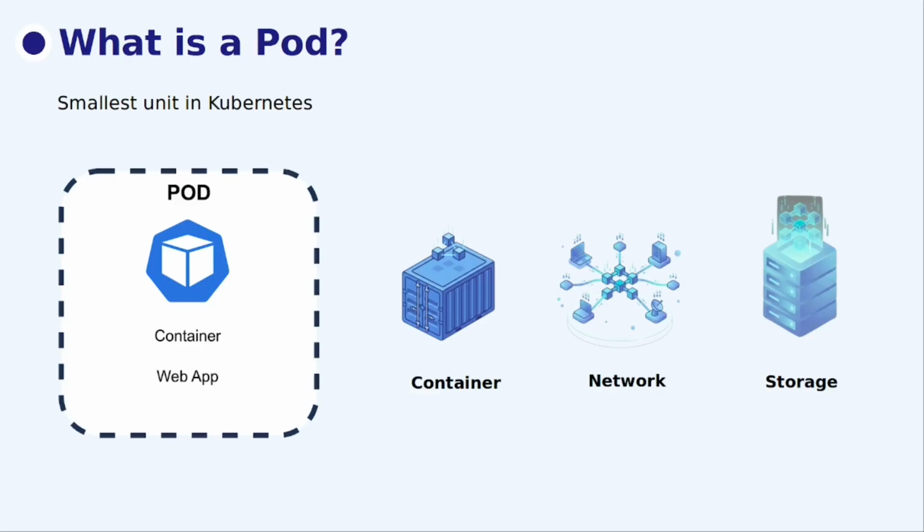Now let's talk about one of the most important concepts in Kubernetes, the Pod. A Pod is the smallest deployable unit in Kubernetes. You can think of a Pod as a wrapper around one or more containers. In most simple applications, a Pod contains only one container. That container runs the application, such as our Node.js web app.